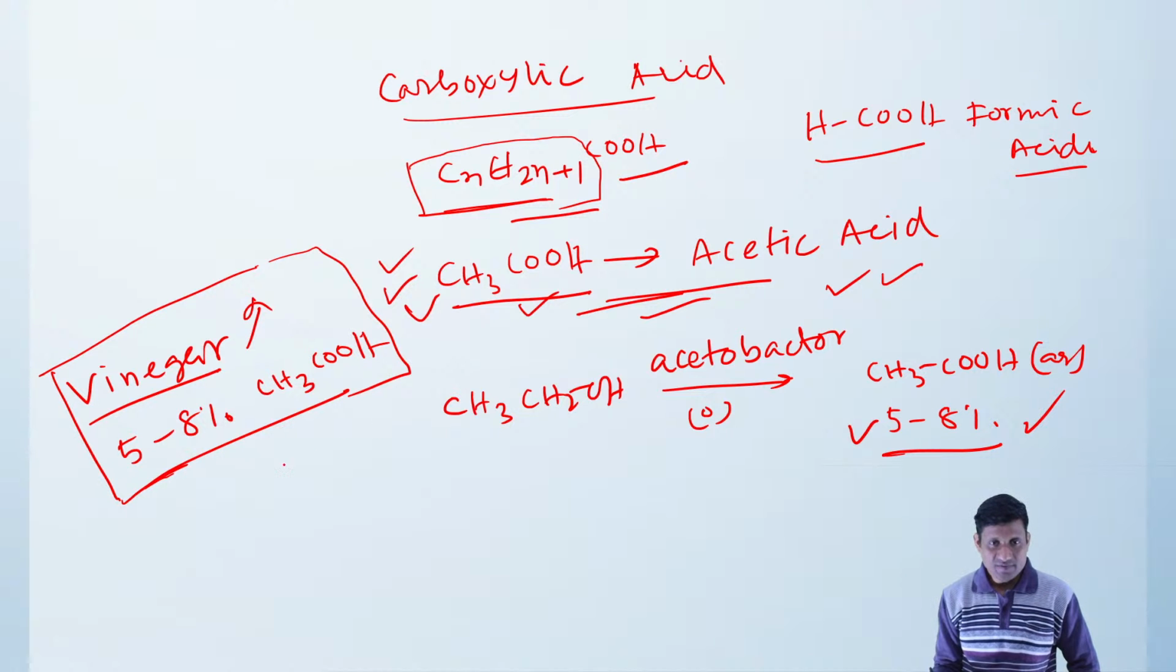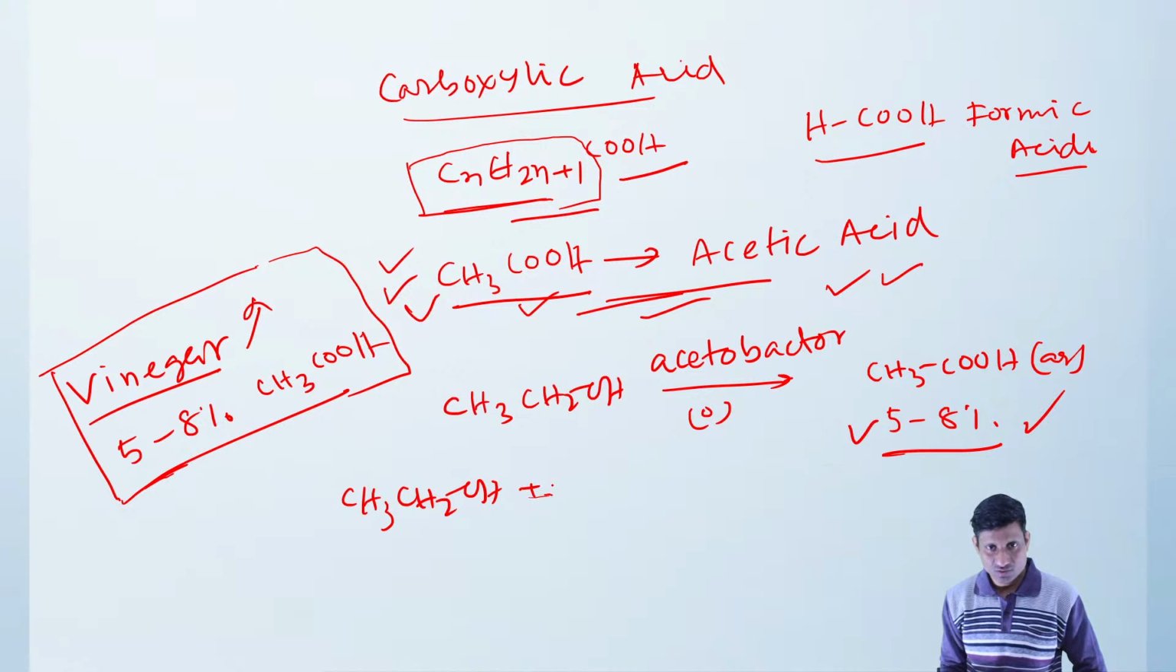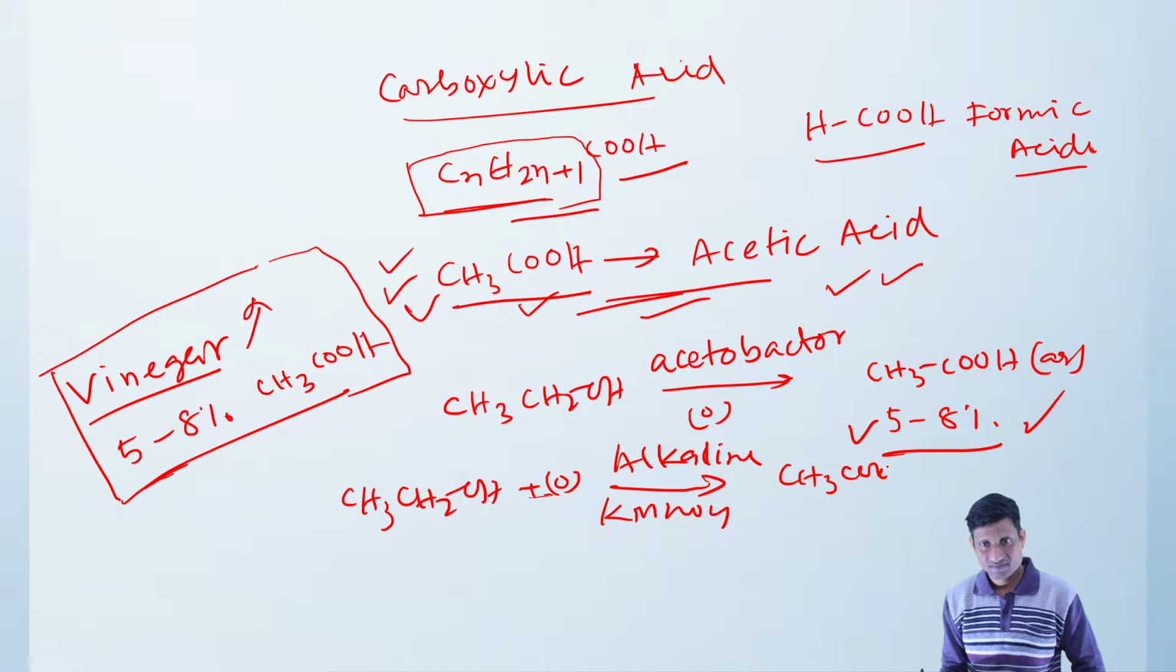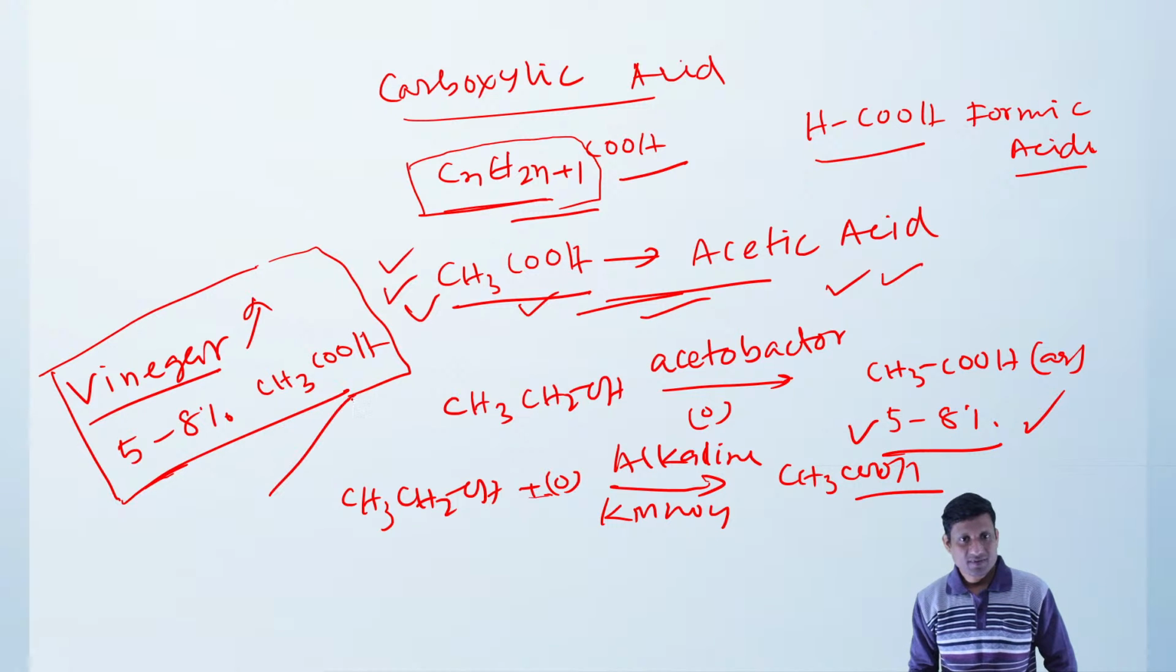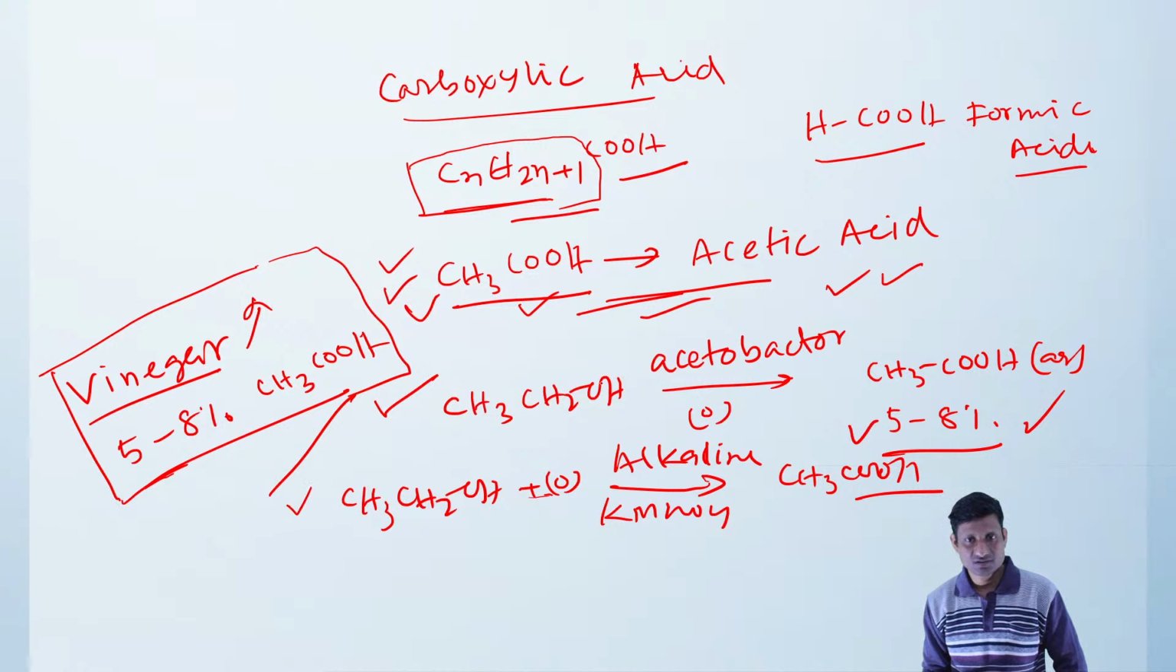Okay. And there is another method, as we just studied: if we use an alkaline KMnO4 oxidizing agent on ethanol, CH3CH2OH, then acetic acid will also be formed. So these are the different methods for the preparation. Both can be done on a large scale, but the percent yield will be less, because you can get only 5 to 10% maximum from this method. Okay, so now we'll learn about the physical properties.